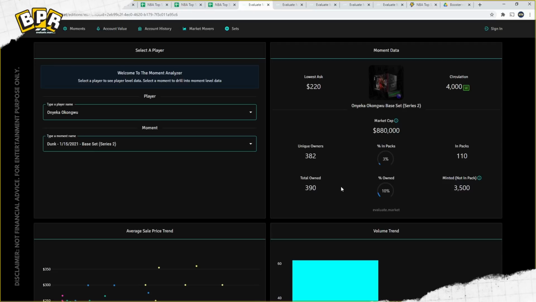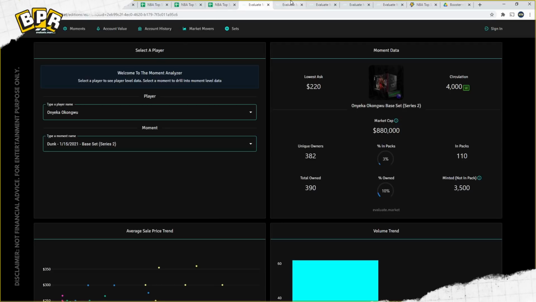With this data, we can see that only 10% has been owned, and we still have a lot of moments to be distributed. So this one is going to take a while for the price to find a fair value. It takes time for it to be valued fairly by the majority of the users on Top Shot. This will take a long time for the price to find that happy medium or fair value.